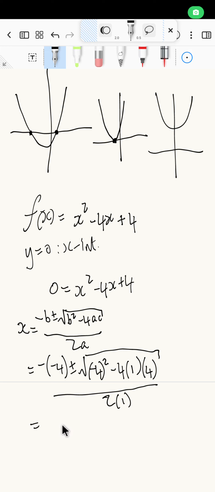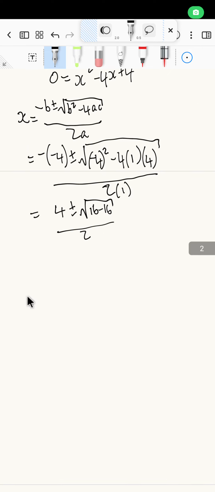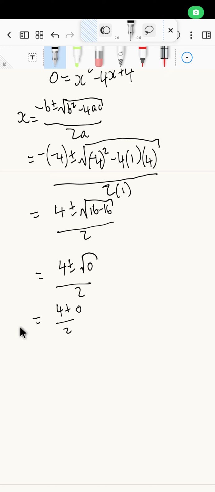This is going to give us 4 ± the square root of 16 minus 16. This one is interesting. Divided by 2. Then this is going to be 4 ± 0. That is the square root of 0, over 2. So our one answer is (4 + 0) / 2, and our other answer is (4 - 0) / 2.